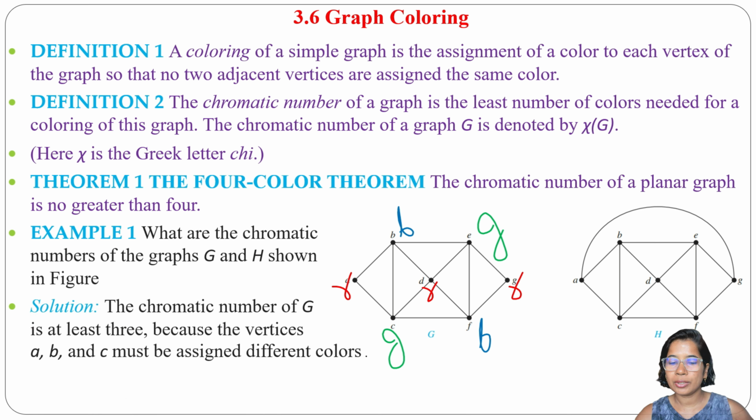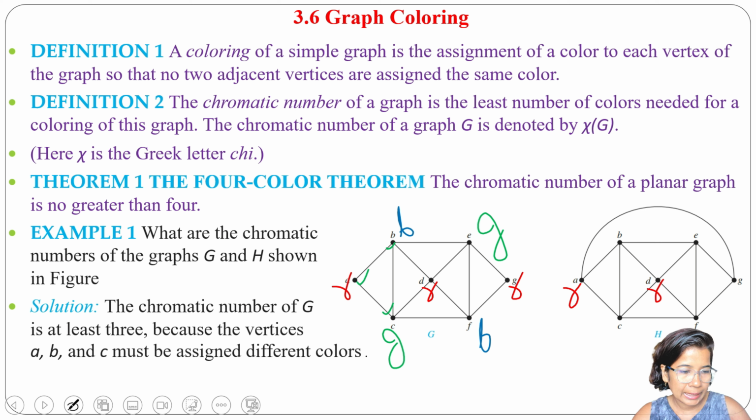The chromatic number of G is at least 3 because the vertices A, B, C must be assigned different colors. B and C are both adjacent to A. If A is red, B and C cannot be red. If B is blue, C or A cannot be blue. Next we'll check graph H. If we assign red to D, A can be red, but there is an edge from A to G. So G cannot be red.